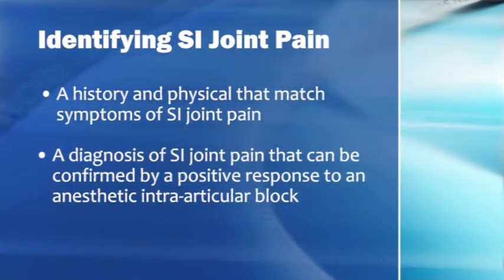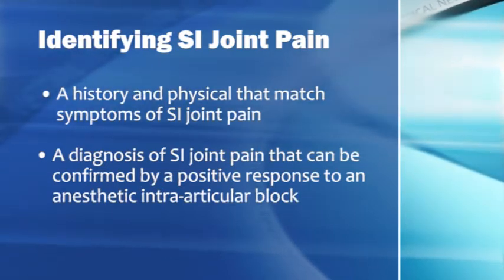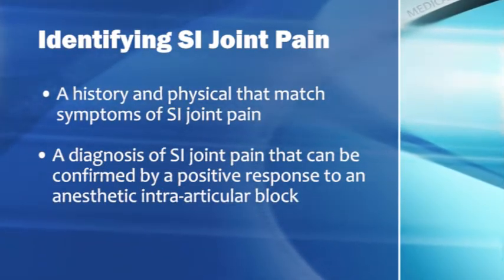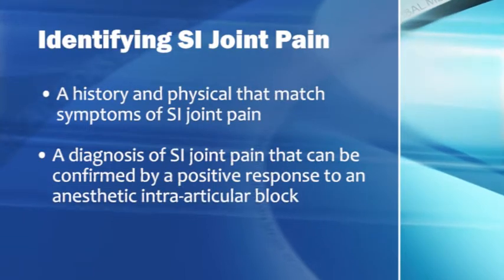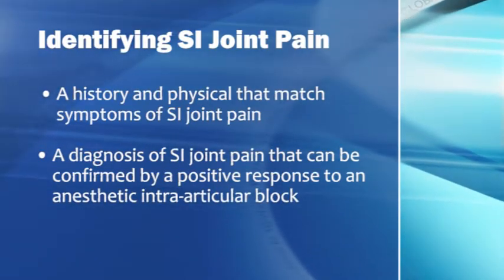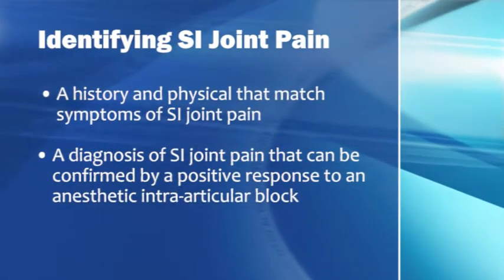A diagnostic block with a local anesthetic is helpful, and a positive response to that block is helpful in confirming SI joint pain. And quite often, more than one block with positive response on each is needed to also minimize the placebo effect. What are some treatment options for patients with SI joint pain?